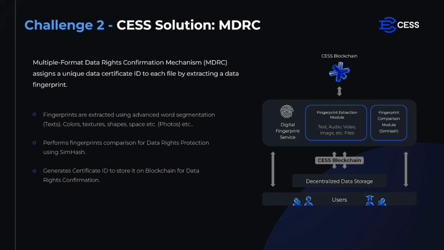The diagram accompanying this explanation shows users at the bottom interacting with the decentralized data storage, or the CESS network. When users upload files, the MDRC extracts fingerprints based on the file type. The SIMHASH function checks for similarities, ensuring data integrity and rights protection. This process ensures that data stored within the CESS network is not only secure, but also has verifiable proof of ownership and integrity, making it an ideal solution for protecting valuable digital assets.